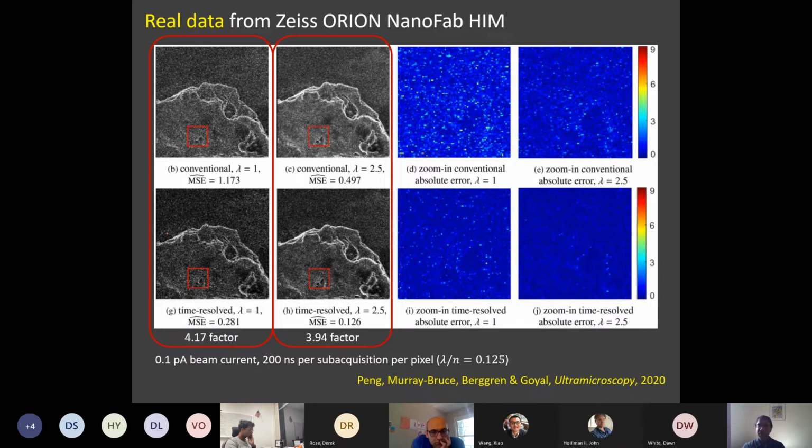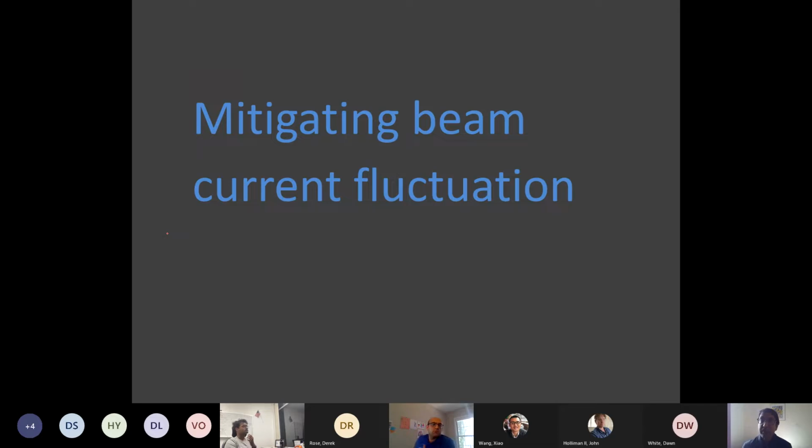There's a lot omitted here. Some of it's included in that ultramicroscopy paper, and some of it's kind of ongoing work. But instead of explaining this more, I just want to use the last few minutes to give some hints at some other results, just talk about some other directions we're going. So this last part is on mitigating beam current fluctuation.